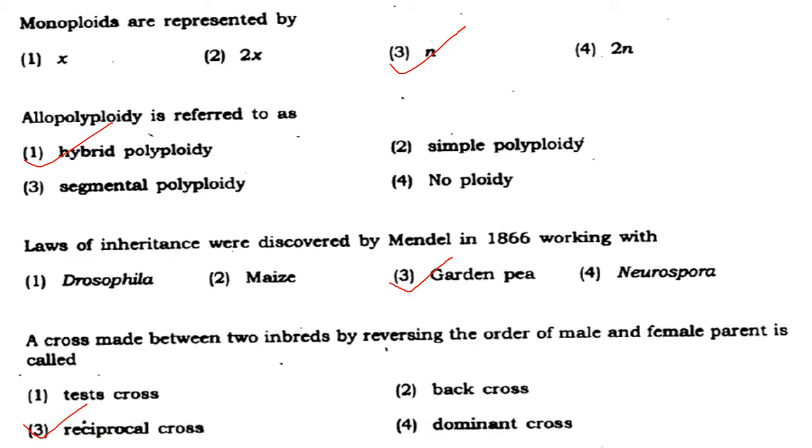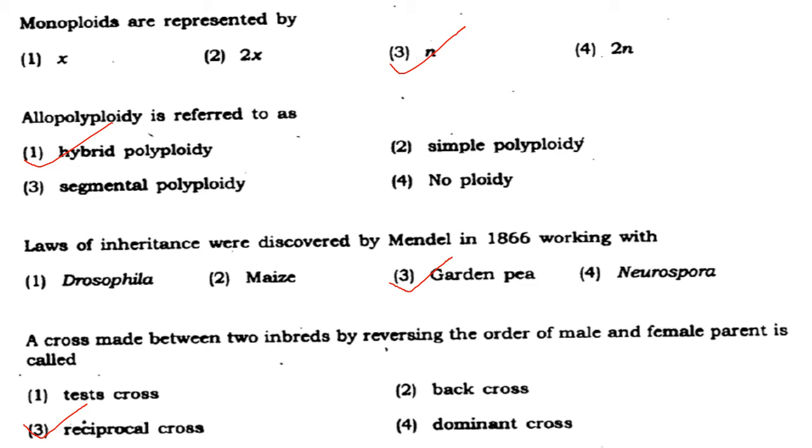Next one. Monoploids are represented by option 1 X, 2 2X, 3 N, 4 2N. Answer is option 3 N. Next one. Allopolyploidy is referred to as hybrid polyploidy, simple polyploidy, segmental polyploidy, no ploidy. Answer is option 1 hybrid polyploidy.